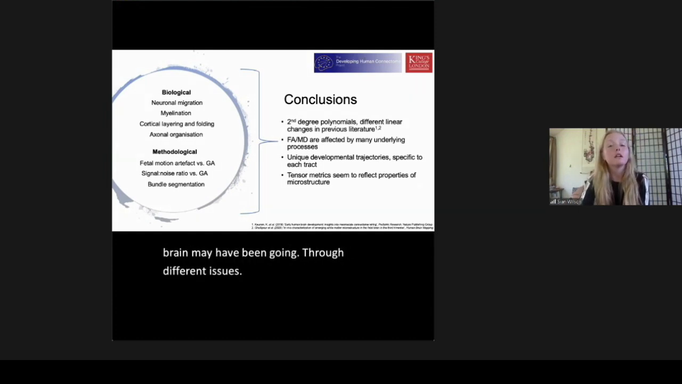We found unique developmental trajectories specific to each tract, which accords with histology, and we also found, when we used the multi-shell, multi-tissue model, that our tensor metrics did seem to reflect properties of the underlying microstructure.